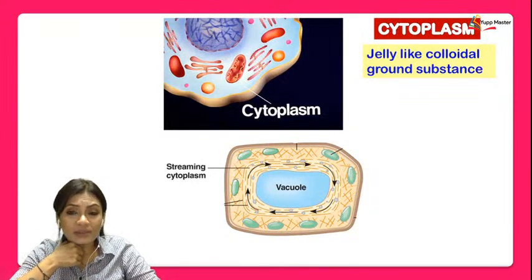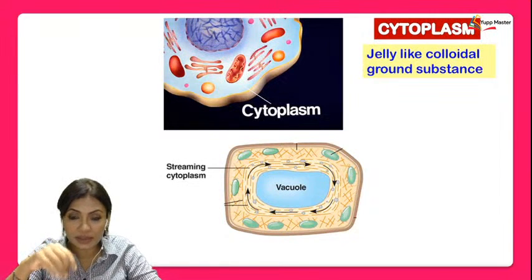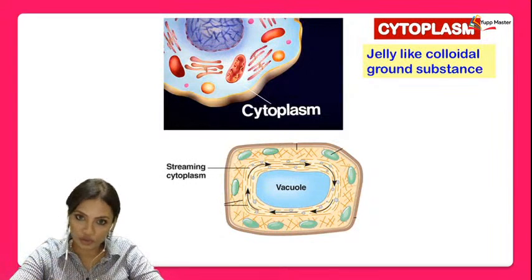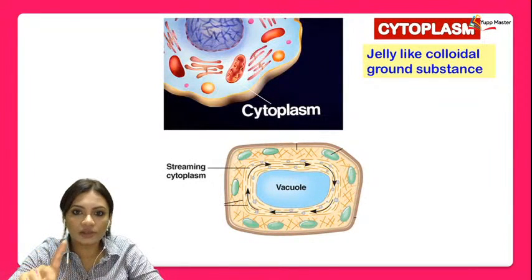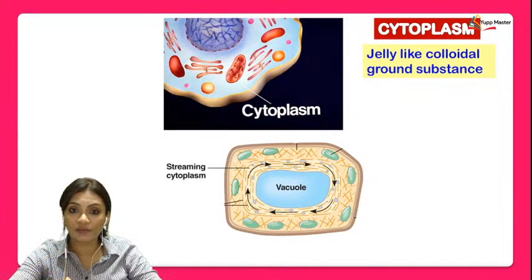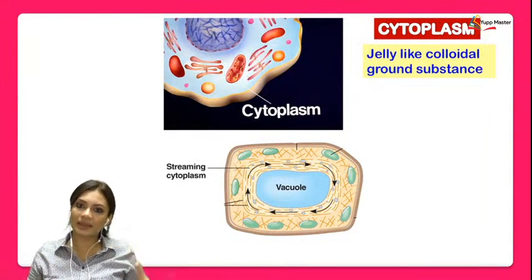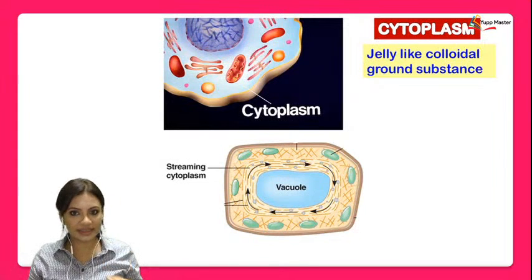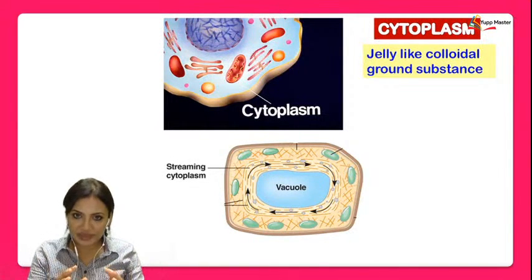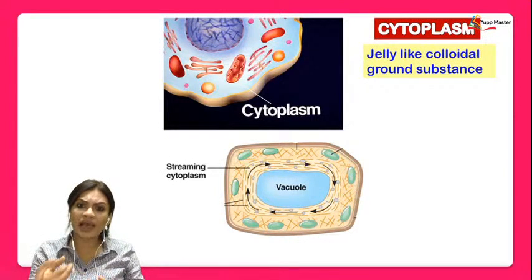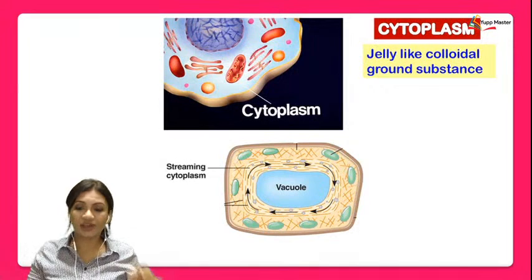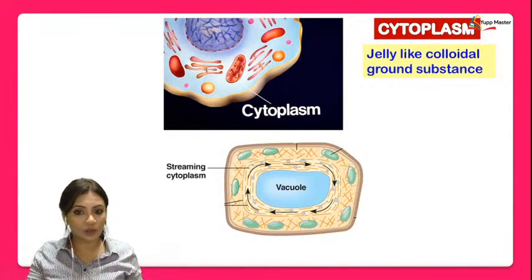Now what is the meaning of it being a colloidal substance? Colloid means that there's going to be solute and solvent both together, but the solutes are not dissolved in the solvent. The solutes remain separate, they do not get dissolved inside. Similarly, inside your cell, there is the cytoplasm, and that cytoplasm has many particles inside it, but they are not dissolved inside it. So it is a jelly-like colloidal ground substance.